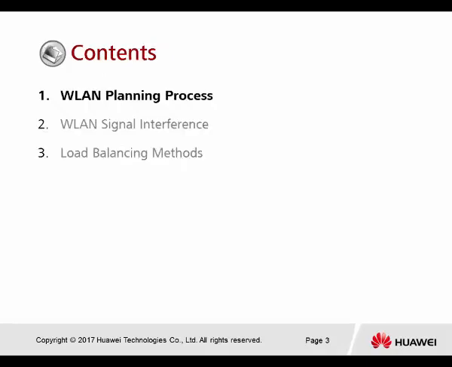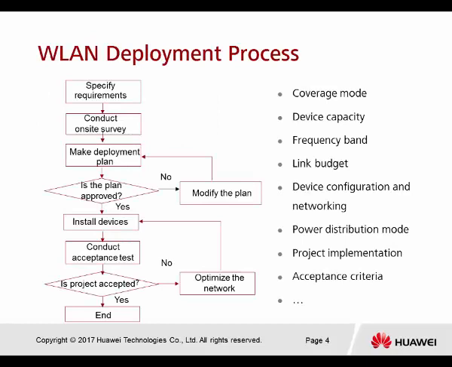Content. The first content is the WLAN planning process. Starting at the top is the development process, with the specified requirement. This will be the first step we are required to do. The next one will be to conduct an on-site survey. So we have to go to the area there and do some site survey.